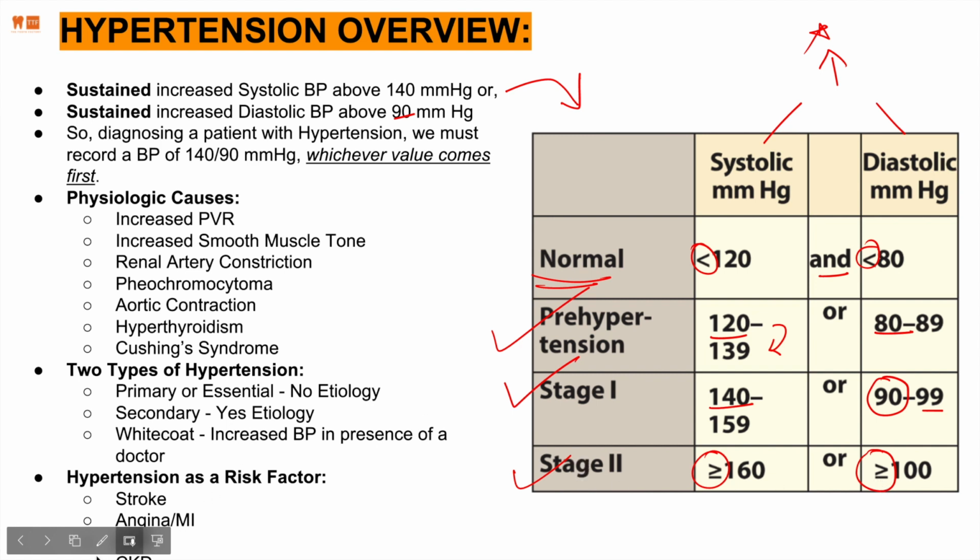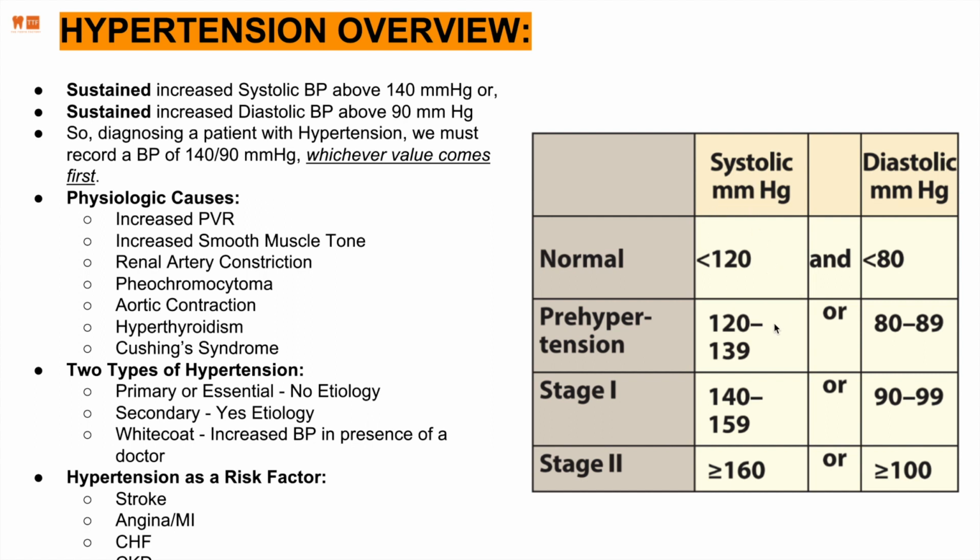So if we think about it, do you notice a pattern here? In systolic blood pressure, we're increasing by almost 20. There's a pattern, right? So 120 is right here in pre-hypertension.